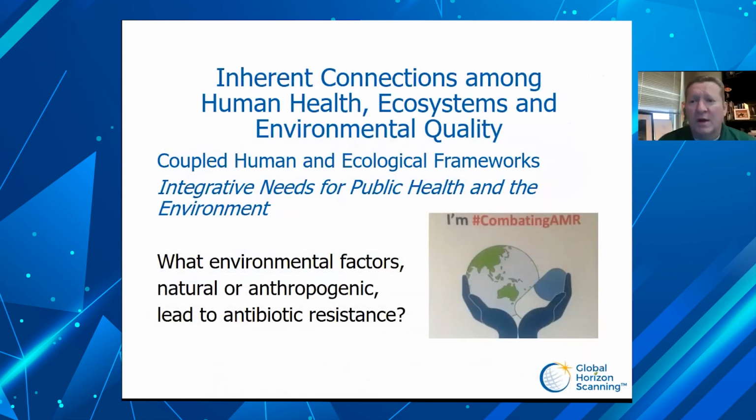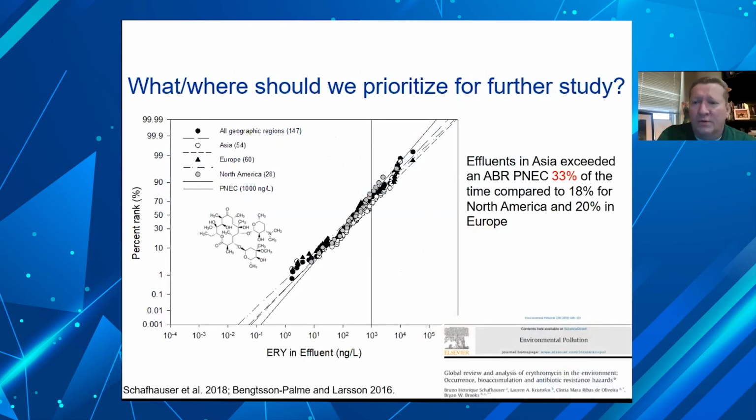And it may not be surprising then that we also see themes like this found throughout the Global Horizon Scanning Project that underline the inherent connections among human health, ecosystems, and environmental quality. And so this really is somewhat of a One Health type of concept. We must understand what environmental factors, whether they be anthropogenic or naturally occurring, lead to antibiotic resistance. What has been called one of the largest threats to global health by the World Health Organization really needs more engagement by environmental science and engineering and public health. For example, if we just were to look at one of those antibiotics we observed exceeding the threshold that's been proposed, erythromycin, in Asia, this predicted no effect concentration is exceeded 33% of the time in the effluent discharges of Asia.